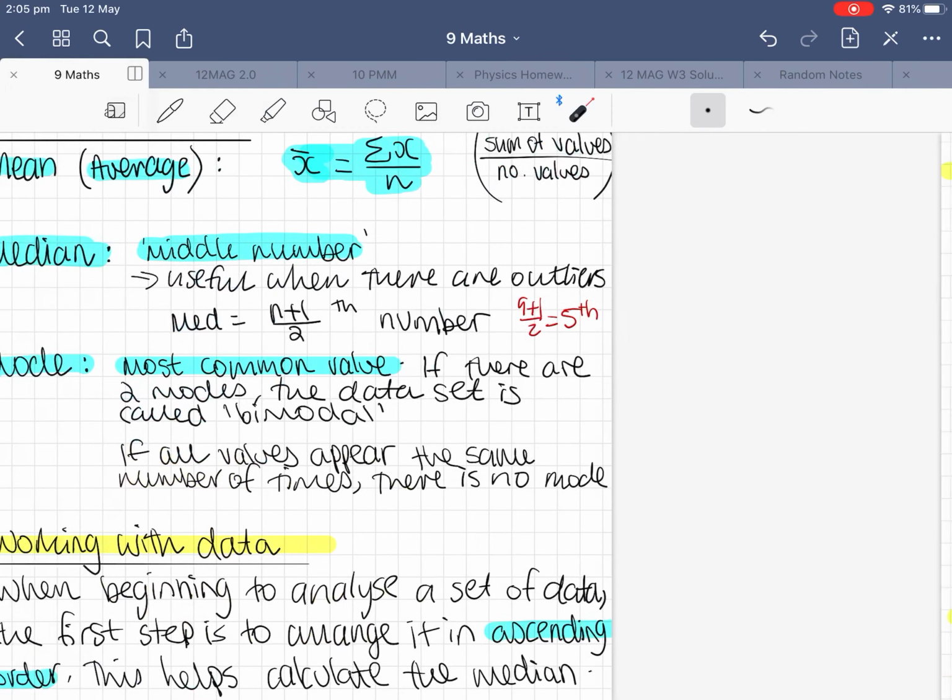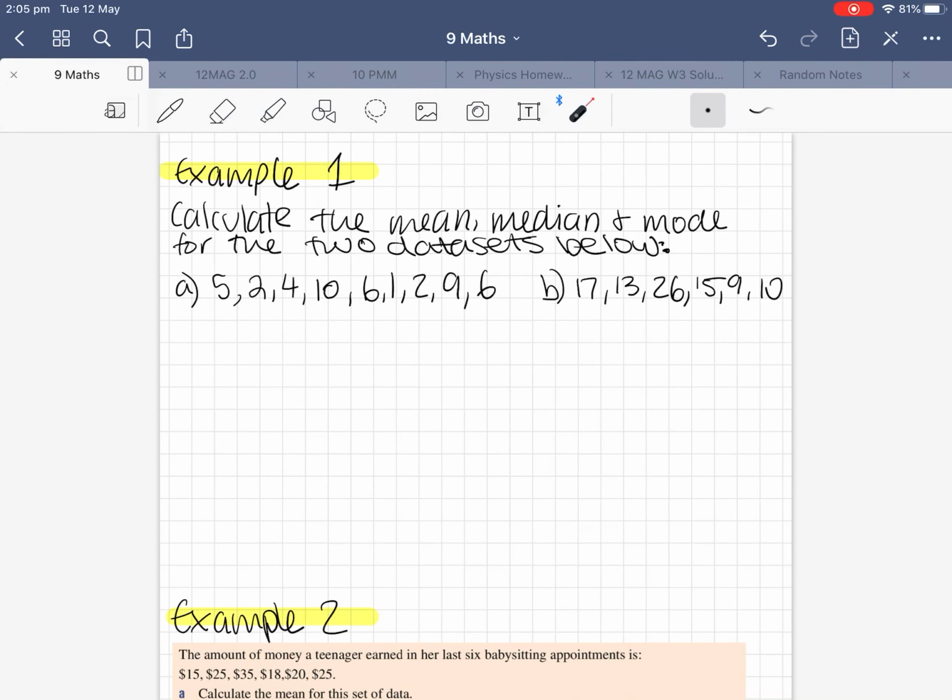So let's do some examples. Here we've just got 2 data sets, A and B. And it's our job to calculate the mean, median and mode for these data sets below. So if you would like to, feel free to pause this now and actually just do these yourself. Otherwise, I'm about to work through them now.